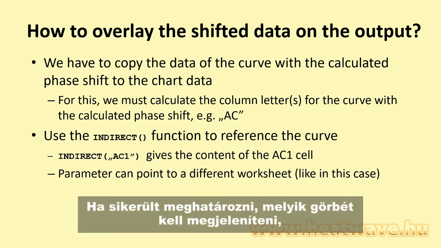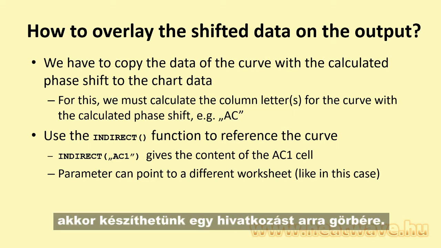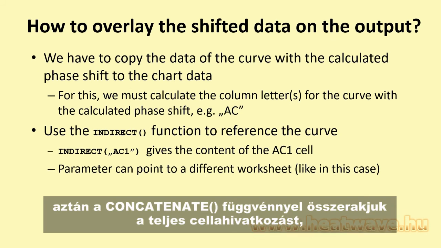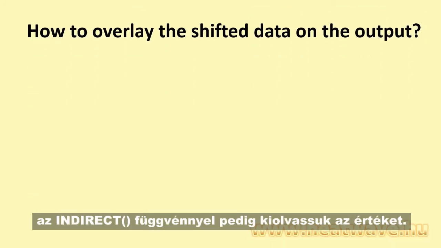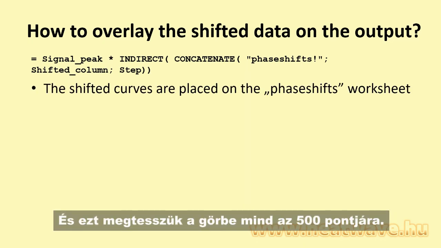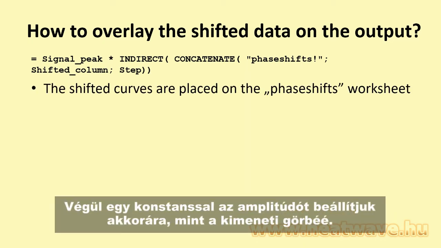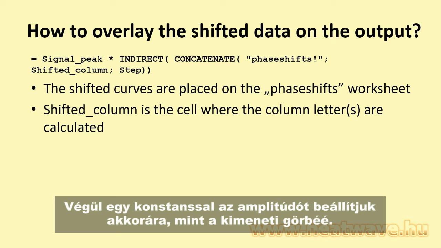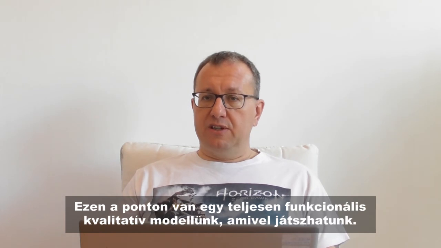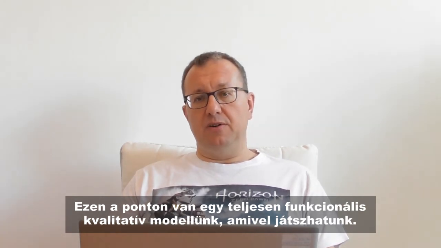Once we identified which curve to display, we can create a reference to that curve. We calculate the column index, then use the concatenate function to create the whole cell reference, and use the indirect function to get the content. And we do this for all 500 points of the curve. Finally, we use a constant to set the amplitude to the same as the output curve. At this point, we have a fully functional qualitative model that we can play around with.